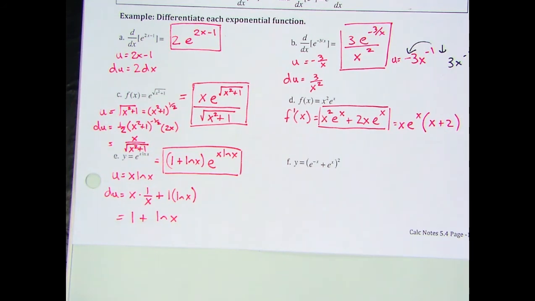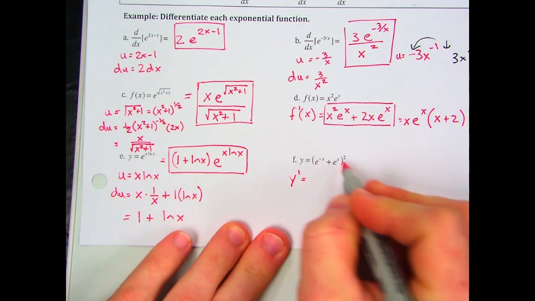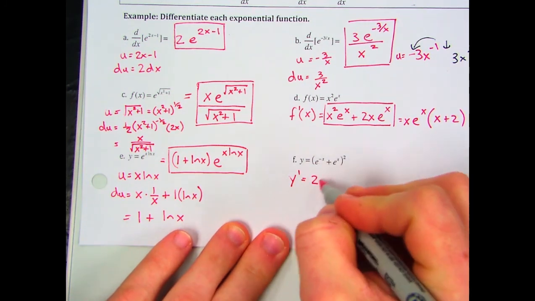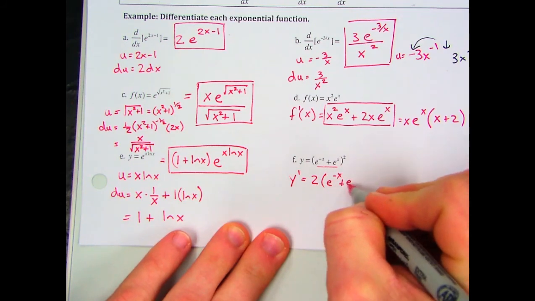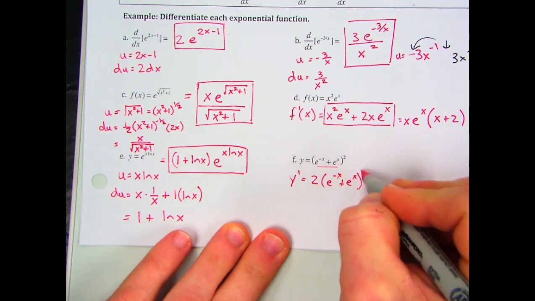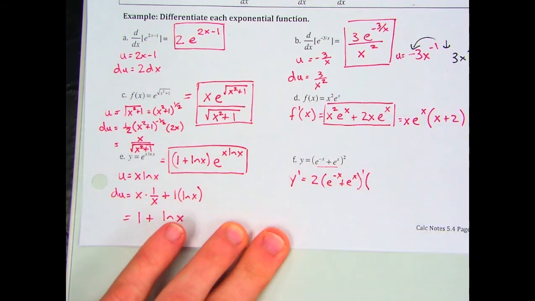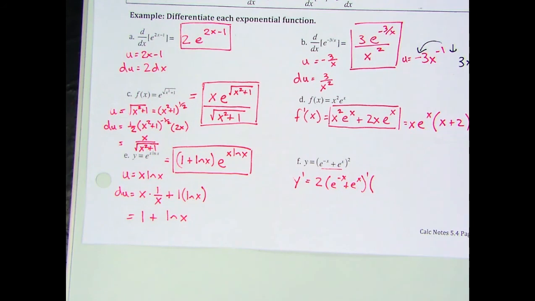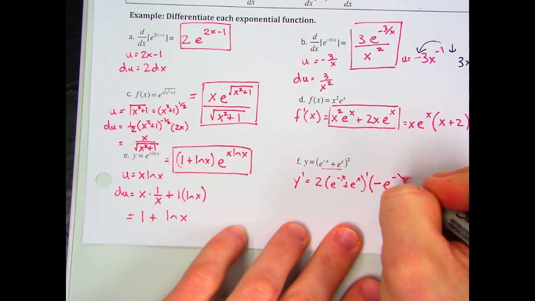So if we're looking here, we're going to use the power rule with the chain rule. So y prime, it's going to be 2 times all of our inside stuff, and we're going to lower 2 down to 1. e to the negative x, does that stay the same? Okay, so for e to the negative x, we would let u be negative x, which is du means negative 1. So it's negative e to the negative x.